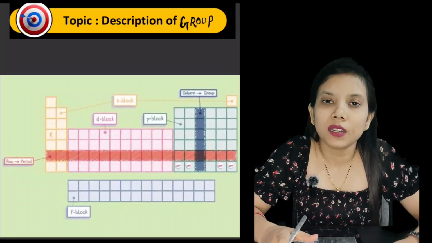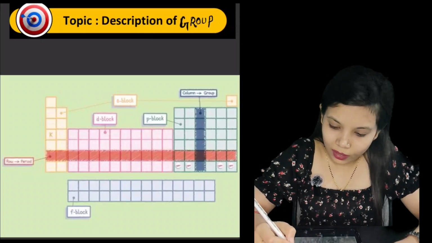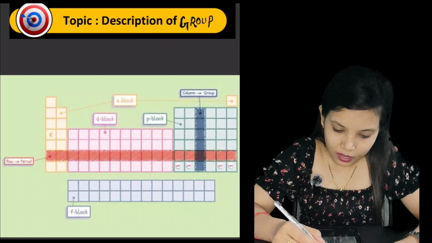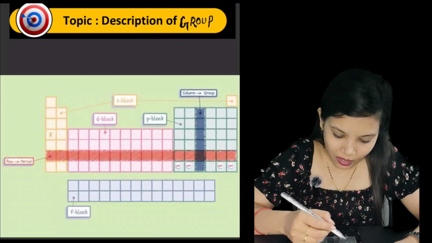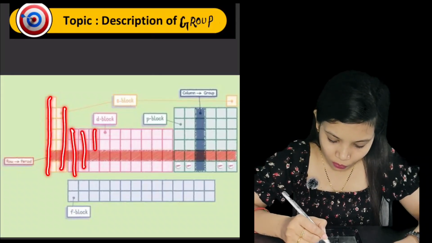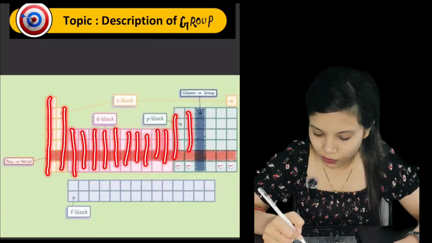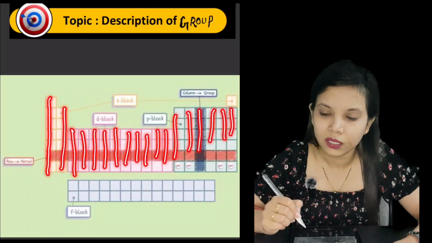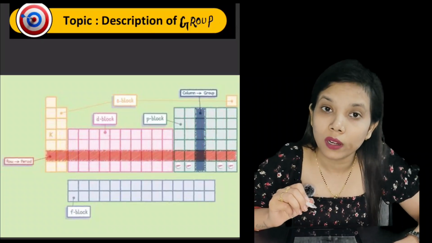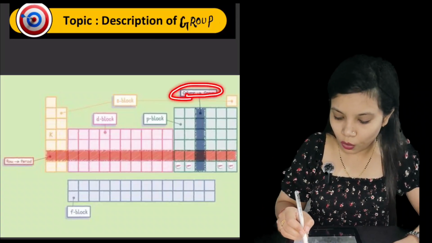Now, as you all know, in the periodic table, you have seen there are some vertical columns, right? So these vertical columns are called group. I can show you here. You can clearly see in this diagram, in this image, this is a vertical column 1, 2, 3, 4, 5, 6, 7, 8, 9, 10, 11, 12, 13, 14, 15, 16, 17, 18, correct? So these 18 columns, the vertical columns, are known as what? We call them group.